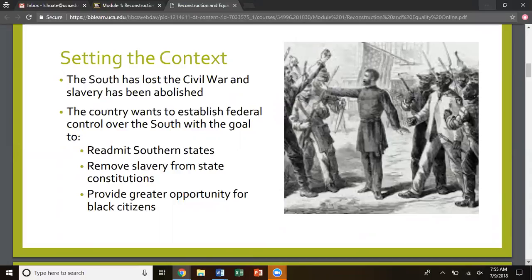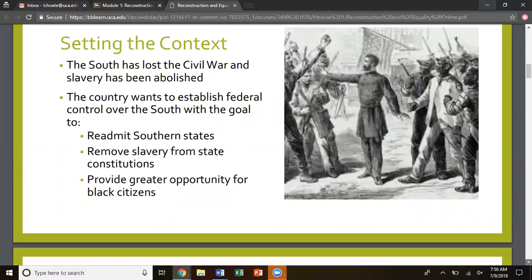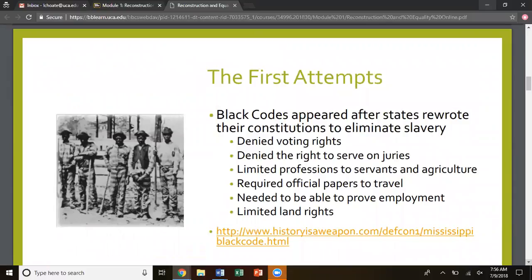So the South has lost the Civil War, and now it's time to figure out how we're going to bring the country back together as a unit. And so the country wants to establish federal control over the South, and they want to readmit the Southern states who have been kicked out of the legislation. They want to remove slavery from state constitutions, and they want to try to provide greater opportunity for Black citizens.